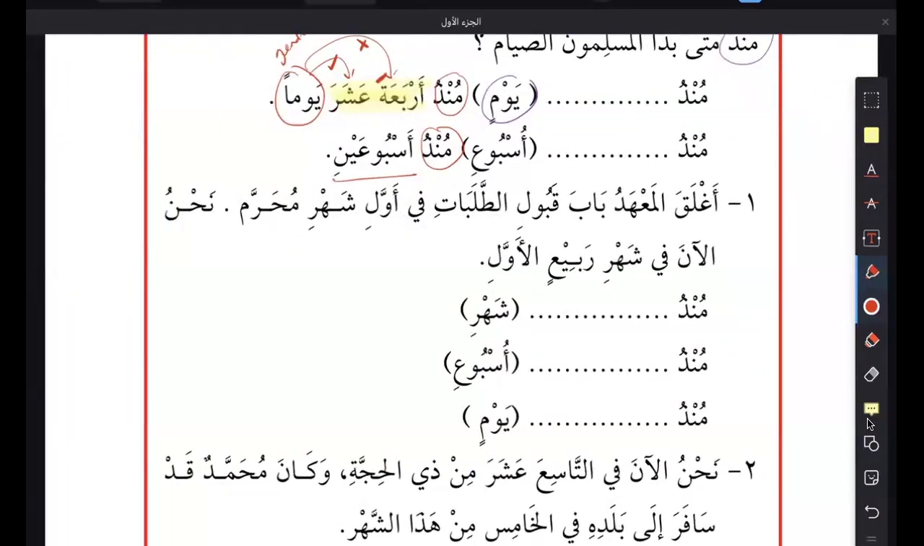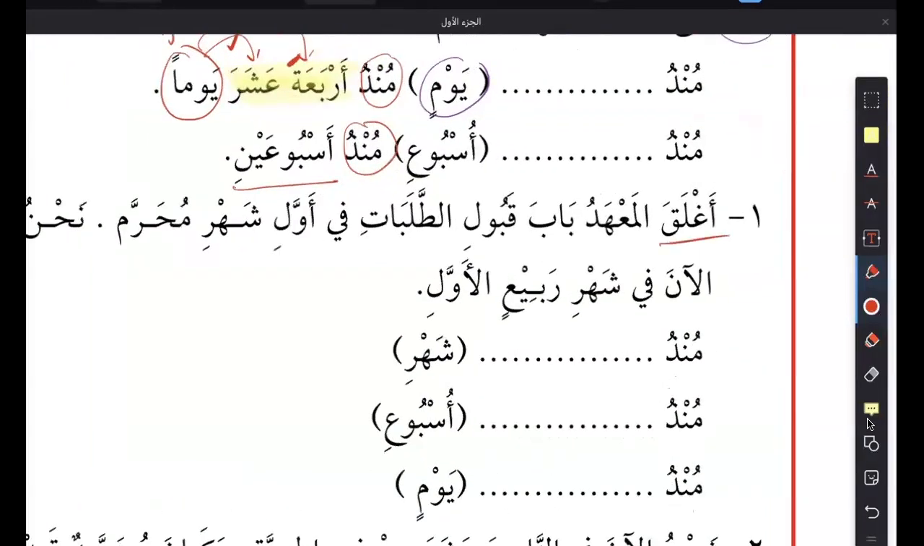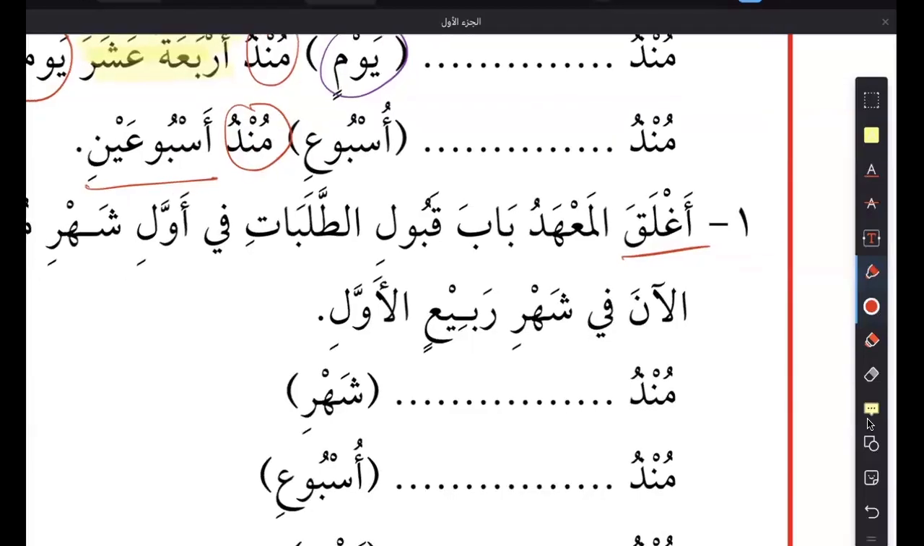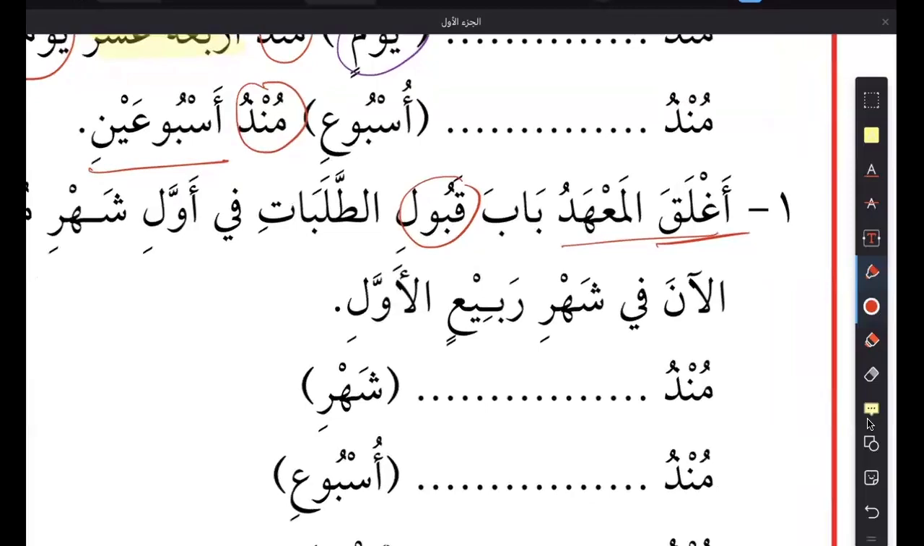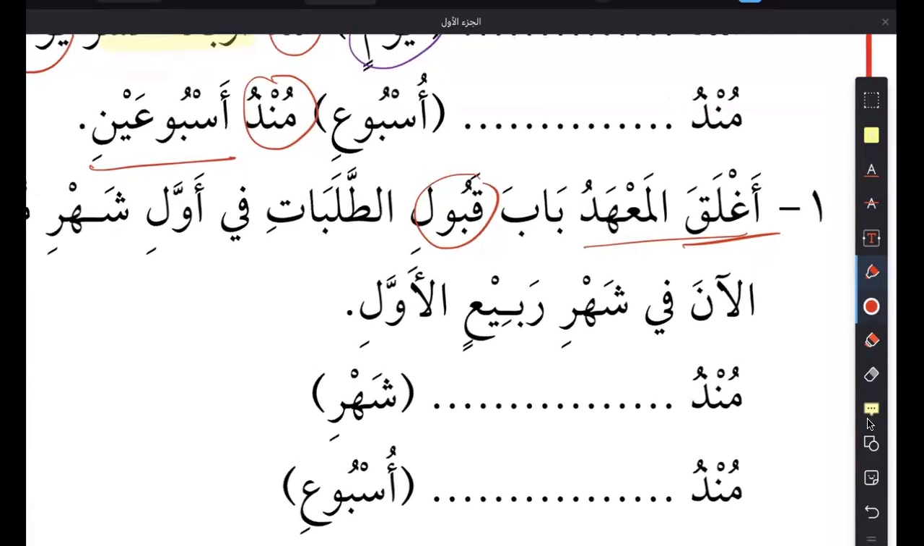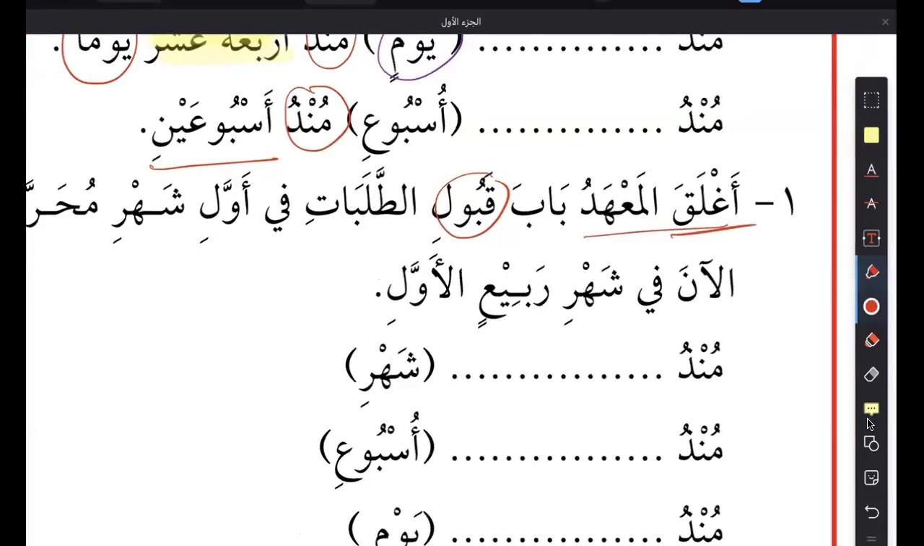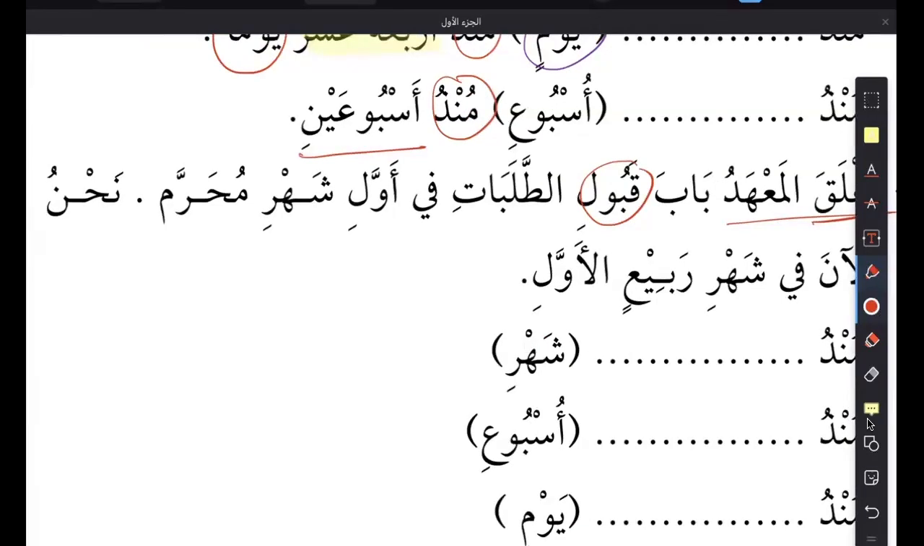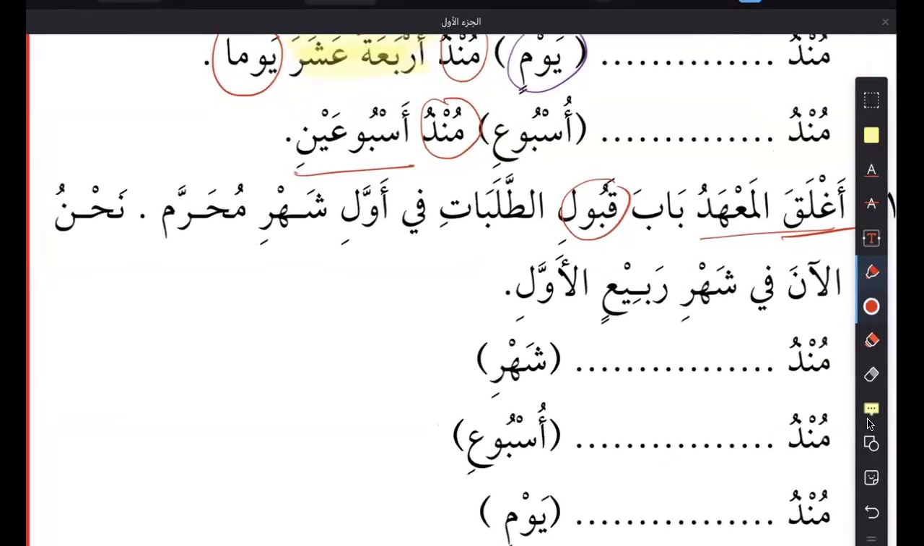So we have أغلق المعهد. أغلق, what is أغلق? It means to close, the opposite of فتح. أغلق المعهد, the institution closed باب قبول الطلبات. So the mahad closed the door of qubul. Qubul is accepting or acceptance. الطلبات is the plural of الطلب, a request. So the mahad closed the door of accepting requests, meaning requests to enter, to be admitted to the mahad institution, في أول شهر محرم, in the first day of the month of Muharram.